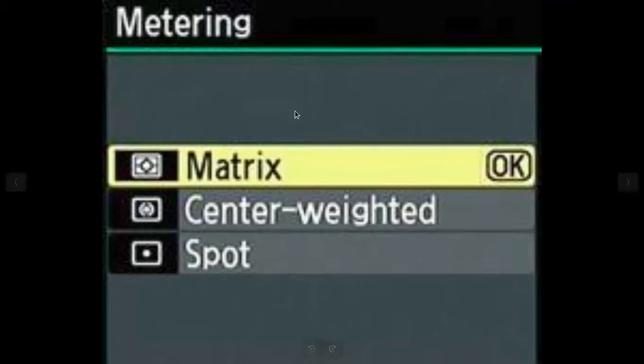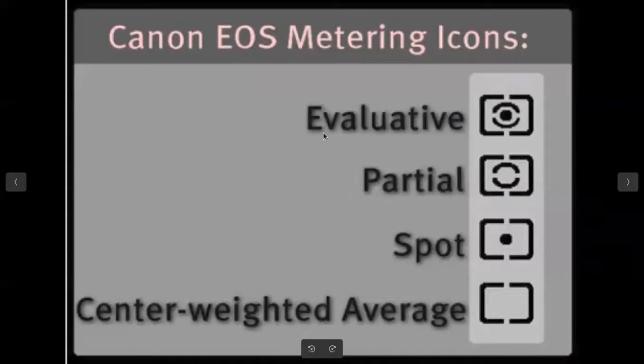Now, specific to manufacturers, Nikon supports only these metering methods. First is the matrix method that we have discussed. Second is center weighted, we have already discussed. Third one is spot metering, we have already discussed. Now for Canon cameras, this supports four. Evaluative is nothing but matrix metering that we have discussed. Spot we have already discussed. Center weighted we have already discussed.